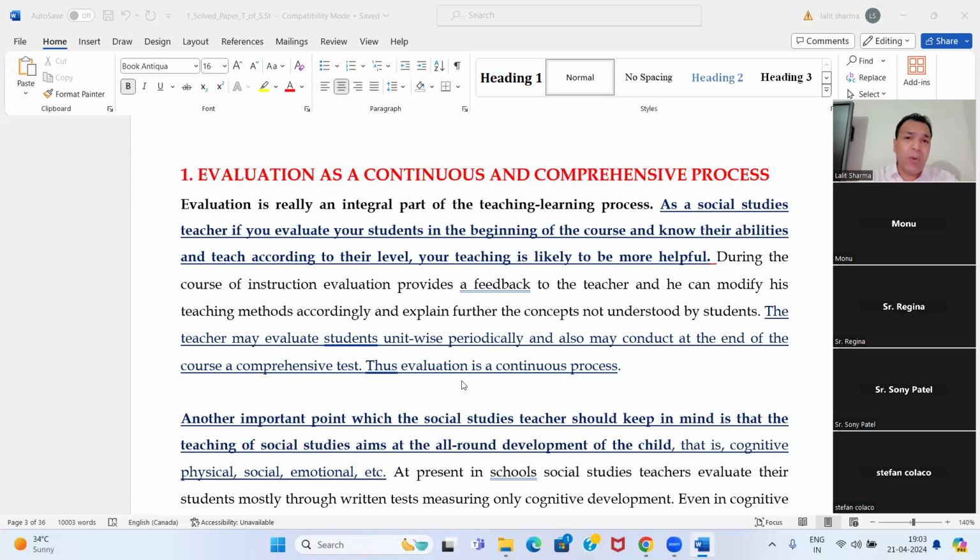Guys, before starting your topic, you should have the knowledge of the student. It is written here: to know the abilities of the student, then teach according to the abilities of the student. Okay, what mistake are you making? You teach according to yourself. That's why it is said that teaching is not everybody's cup of tea.